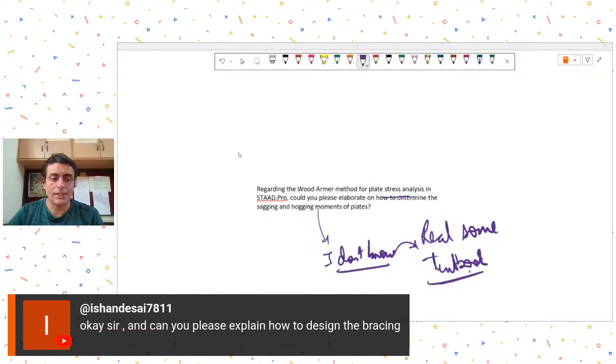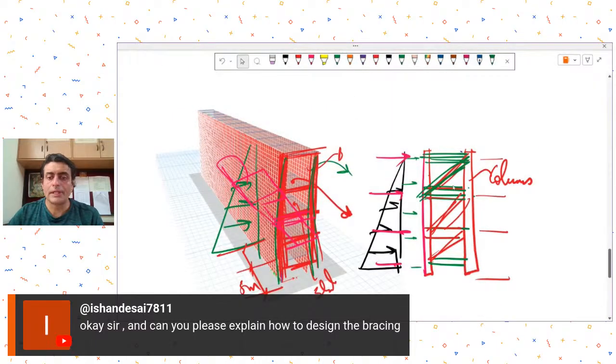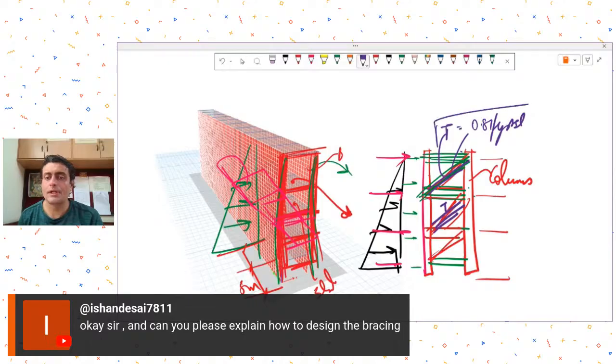Mr. Ishan is saying, can you please explain how to design the bracing? No, bracing, you put a bracing, you will get the forces. If you are putting this bracing in this direction, you will get tension forces. So for those tension forces, you just provide your reinforcement, 0.87 fy Ast. Concrete is anyway not going to work, so you just provide this reinforcement and give it sufficient development length. Okay.